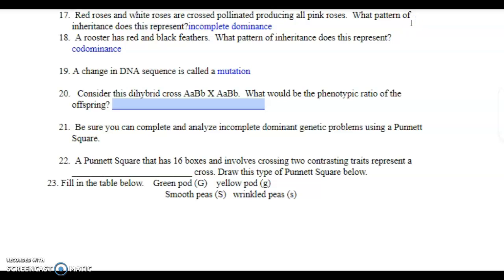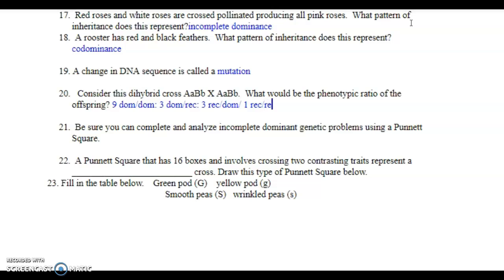And that would be 9 that are dominant for both of those traits. To 3 that are dominant recessive. To 3 that are recessive dominant. To 1 little one that shows both recessive traits. Only one would be recessive.